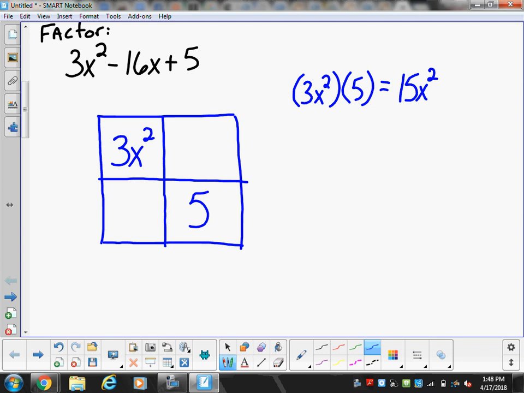All right. Now what we're going to do is factor 15x squared. So a couple of things real quickly: the x squared is just going to factor into x and x. X times x is x to the second power. So both sides are going to have an x with it. So the factors of 15, you've got 1 and 15, so 1x and 15x. Or you have 3x and 5x. Okay.